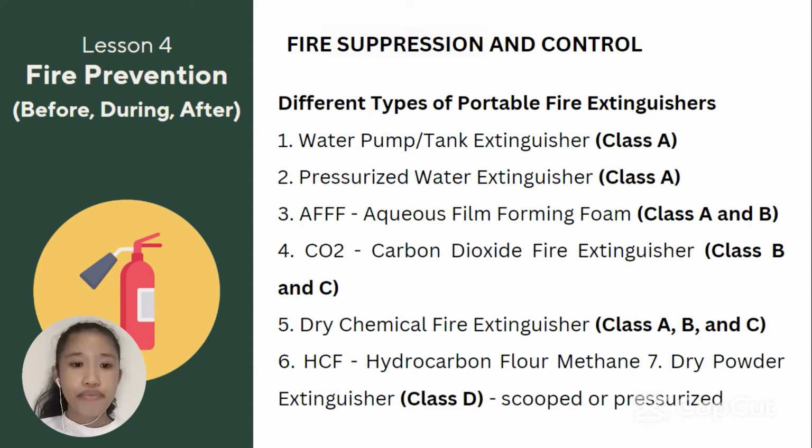And next is the carbon dioxide fire extinguisher. This extinguisher is filled with non-flammable carbon dioxide under extreme pressure. It is used to take away the oxygen element of the fire triangle, and it also cools down the fuel. And it's used for the class B and class C fire risk.